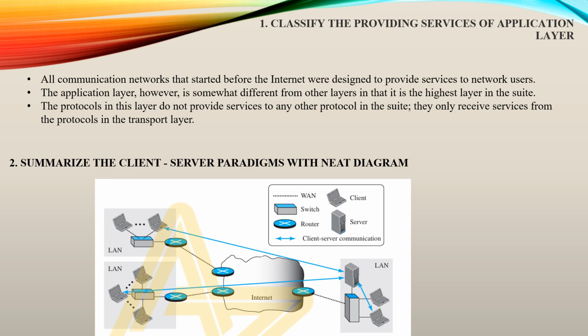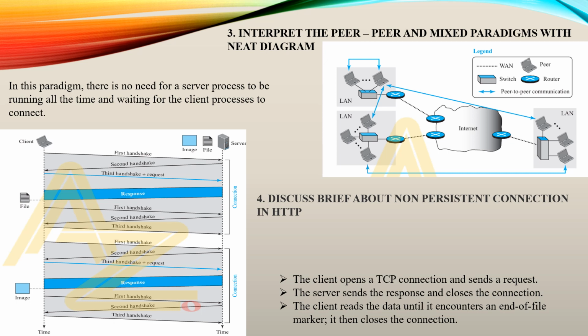Moving on to the next question. 3. Interpret the peer-to-peer and mixed paradigm with a neat diagram. Peer-to-peer is nothing but one communicating with the other with the help of some routers or the internet, only one to one, with peers communicating with each other. There is no server for it. So in peer-to-peer there is no server process running all the time. When this LAN wants to communicate with this LAN, it directly communicates.